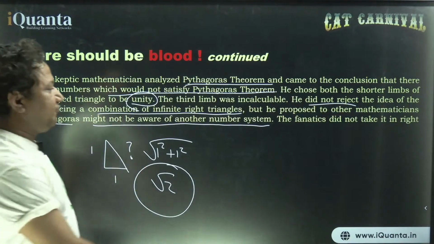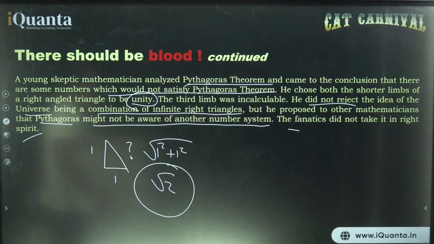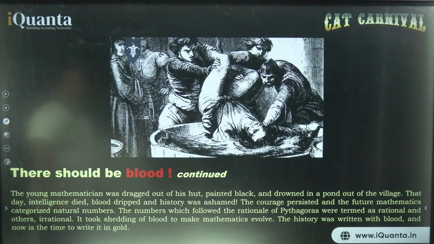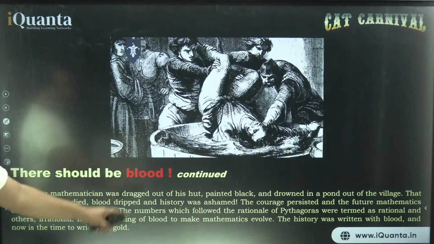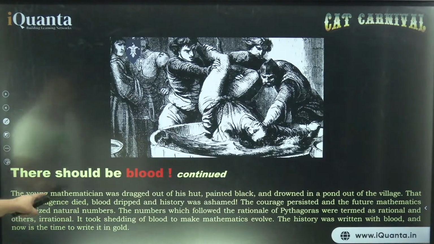क्या पता? The fanatics did not take it in the right spirit, of course. भक्तों को मिर्ची लग गई. उन्होंने क्या किया? The young mathematician was dragged out of his hut, painted black and drowned in a pond out of the village. मुंह काला किया, घसीट के बाहर लाए, मारा पीटा और पानी में डुबा के मार दिया तालाब में. That day, intelligence died, blood dripped, and history was ashamed.